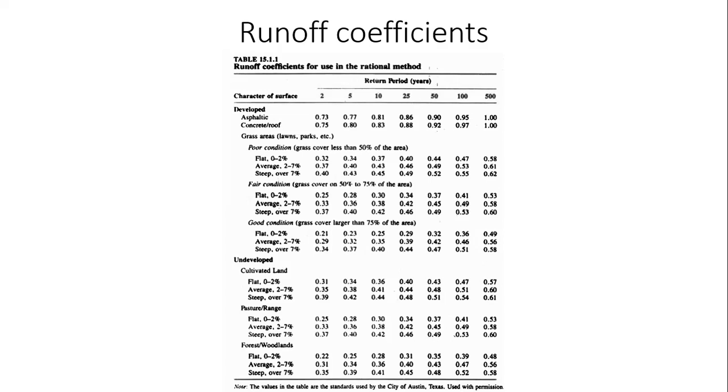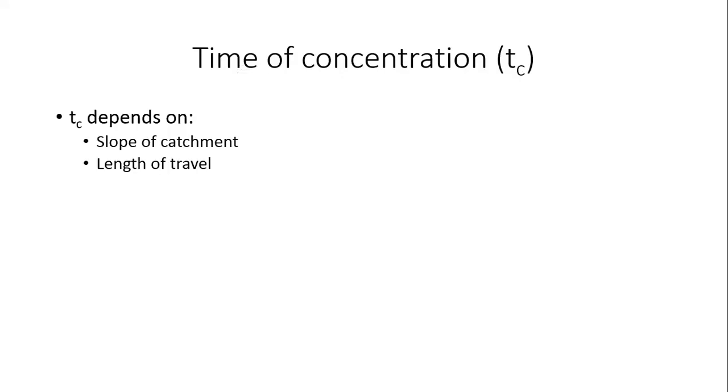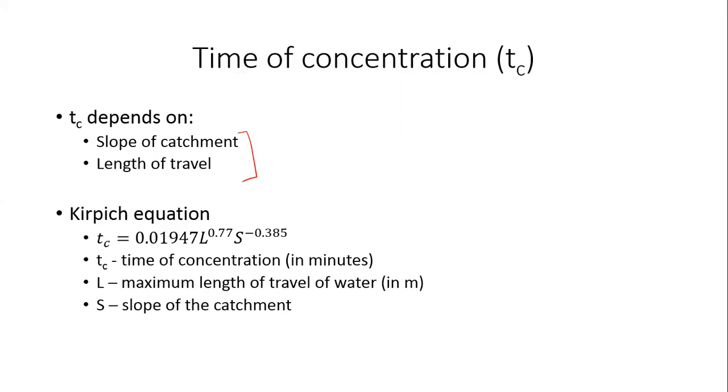All right. So let us talk about time of concentration a little bit more. Time of concentration depends on a couple of factors: the slope of the catchment and the length of travel. These two parameters determine the time of concentration for a given watershed. On this basis, there are lots of empirical equations. There's a very popular one called the Kirpich equation, which gives you the time of concentration as a function of the maximum length of travel L and the slope of the catchment S.